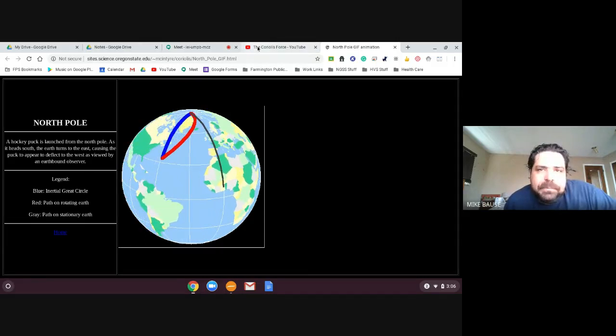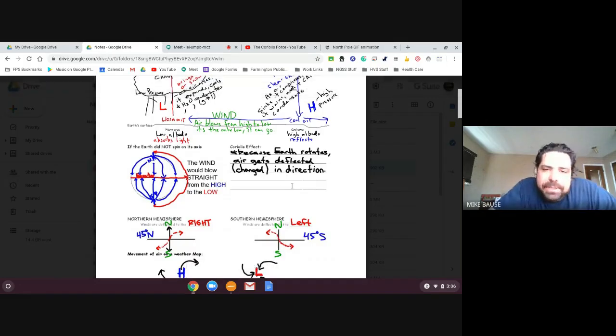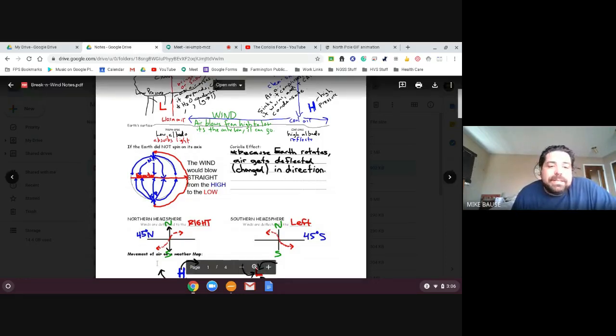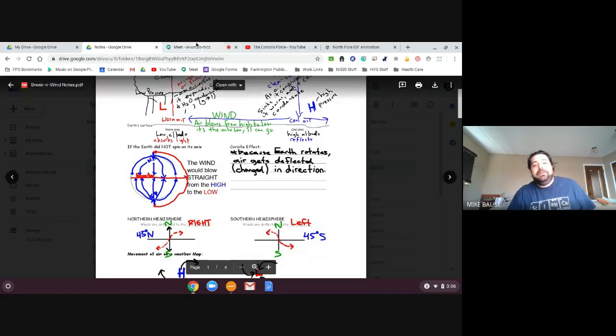Okay? So, Coriolis, here's what I want you to write if you haven't got it down already. Because the Earth rotates, air gets deflected, gets changed in its direction. For the northern hemisphere, it's always deflected to the right. Southern hemisphere, again, because the Earth is round, it gets deflected to the left, the opposite direction. That means tornadoes, hurricanes, they all spin one way in the northern hemisphere, but they spin the opposite direction in the southern hemisphere.